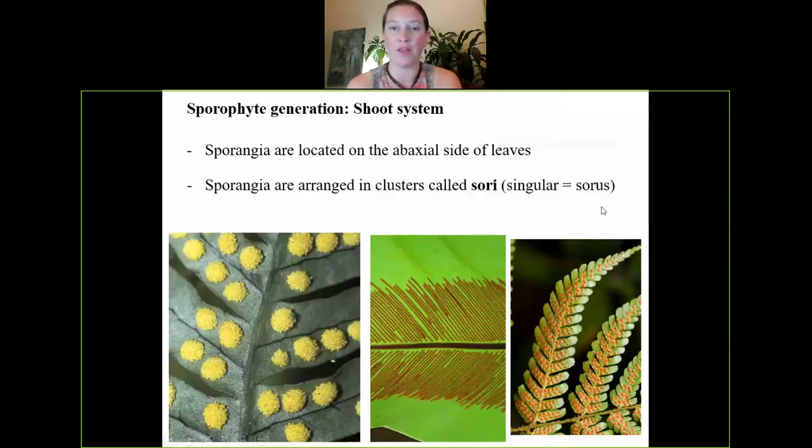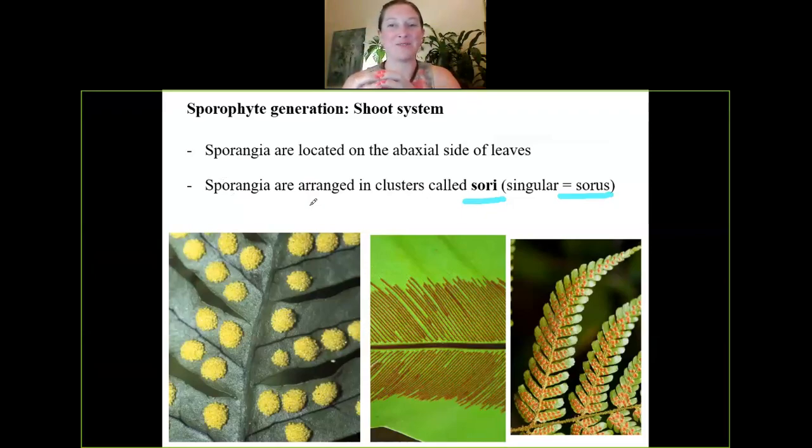Biological catapults. All right. So, as we saw in the videos, and also we've already mentioned, the sporangia are located on the bottom side of the leaves, right? Bottom side of the leaves. And the sporangia are usually arranged in clusters or groups that are called sori. Like sori, not sori, right? No. Sori. Sori is the plural of sorus. A sorus is a group.